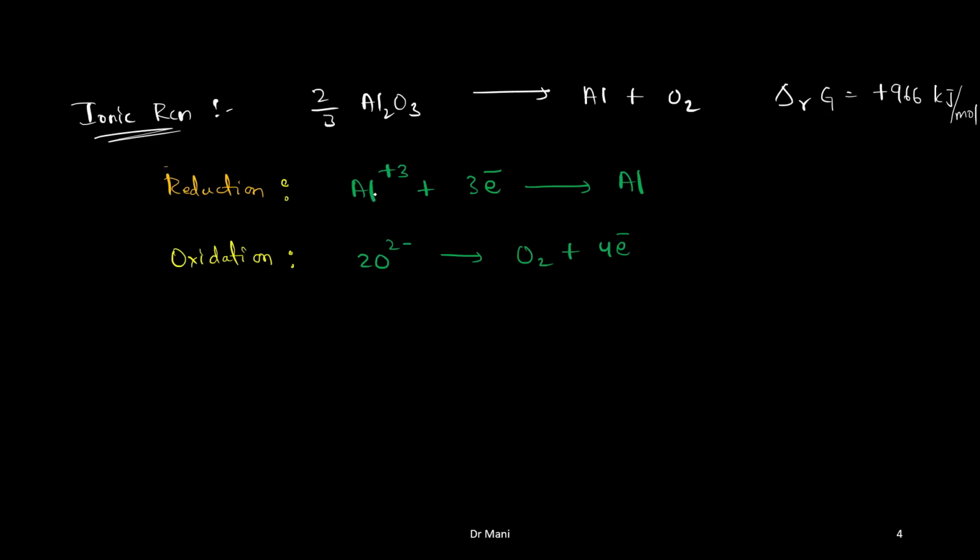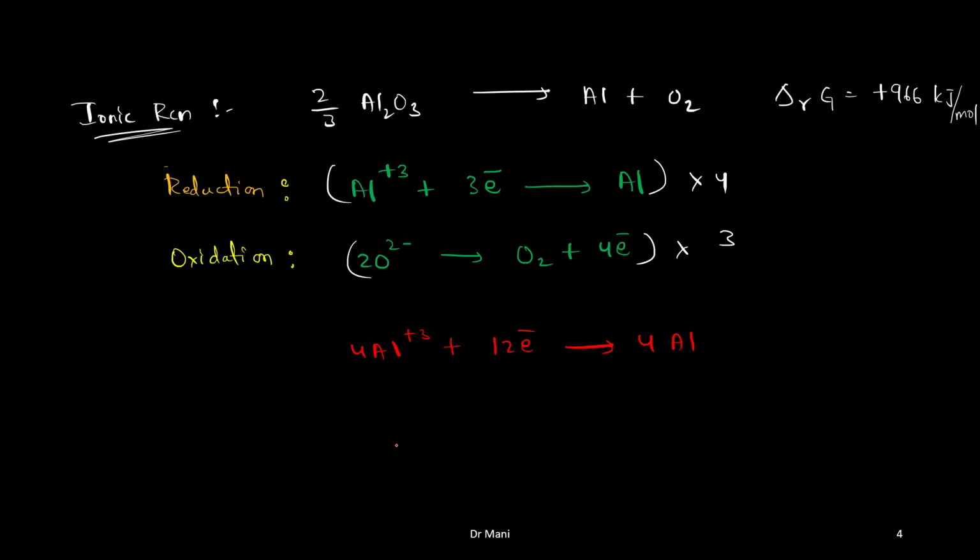But if you see here, these 3 electrons are okay, fine. But how can I balance the number of electrons in this reaction? For that, I need to multiply this equation by 4 and this equation by, not 2, sorry, by 3. So if I do that, I'll get 4Al3+, and 4 3s are 12, so 12 electrons and 4Al.